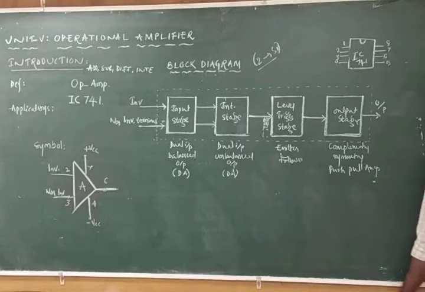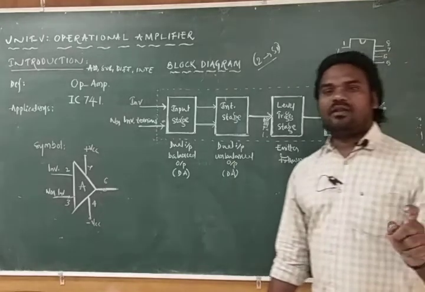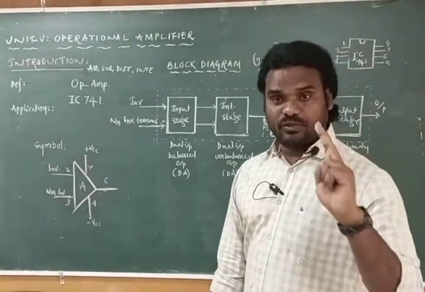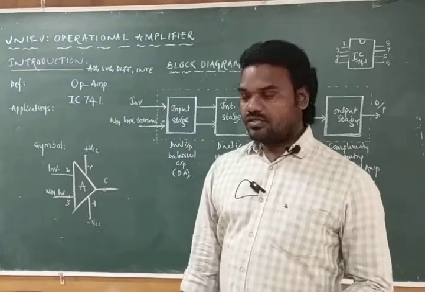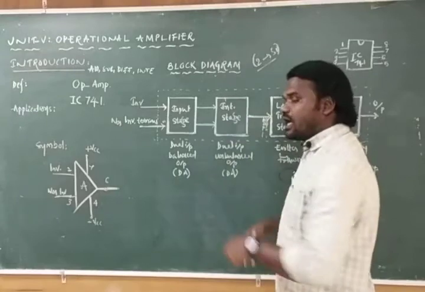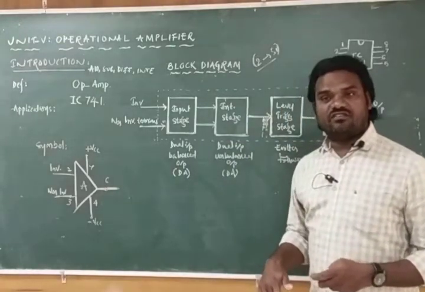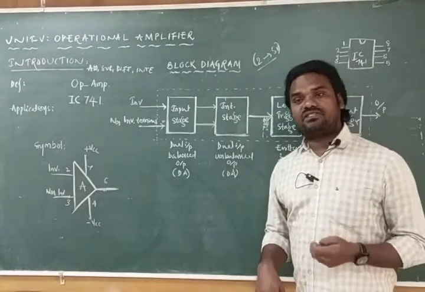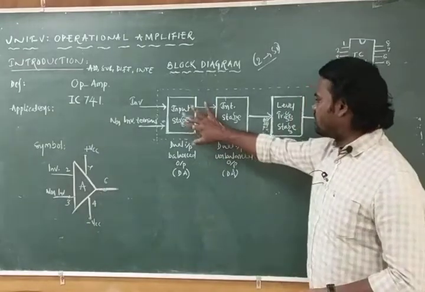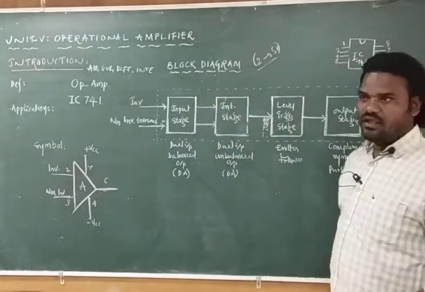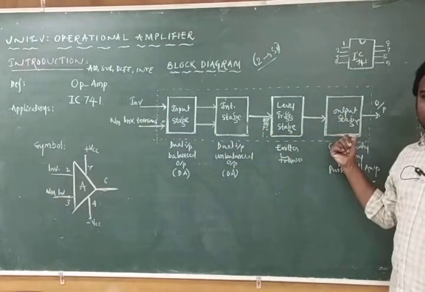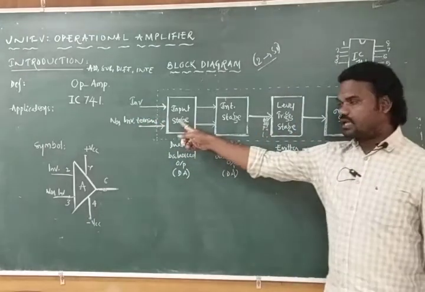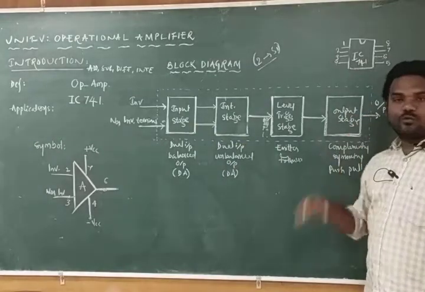You should understand that an operational amplifier has 2 inputs and 1 output. If you look into the internal structure of IC 741 or any general purpose operational amplifier, we must have 4 blocks. First block is the input stage. Second block is the output stage.